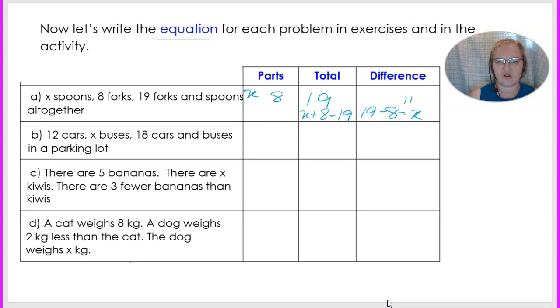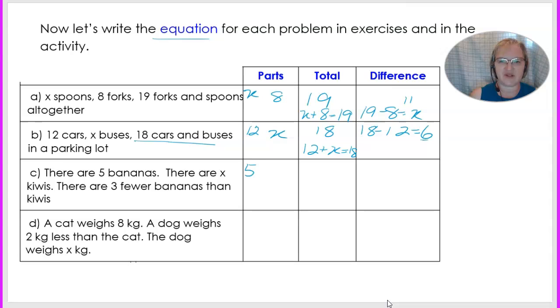Here we have 12 cars and X buses, 18 cars and buses together, so that's our total. So we know that 12 plus X will equal 18. How can we figure out the difference? We take the total, 18, subtract the number of cars, and we'll get 6. So that must be the number of buses, 6 buses in the parking lot.